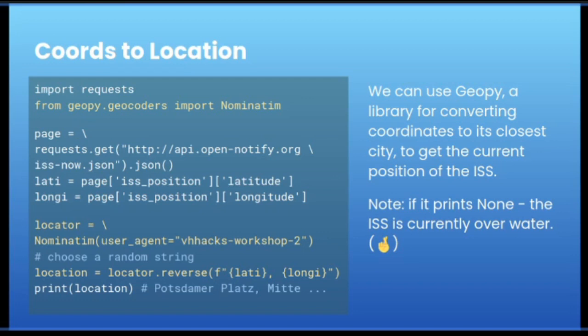Oh, and by the way, if you're not familiar with Python syntax, this f string is just putting the contents of the variable latitude into the string, followed by a comma, and then those brackets and longitude will put the longitude into that string also.